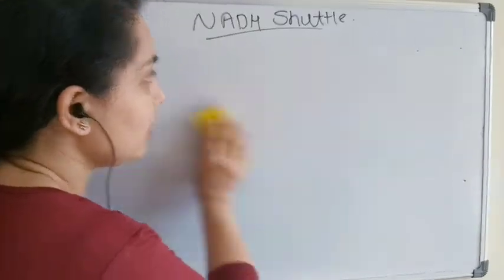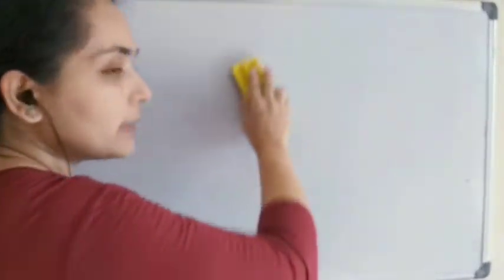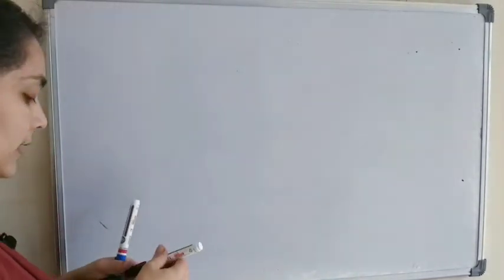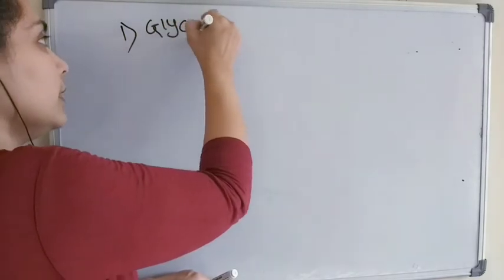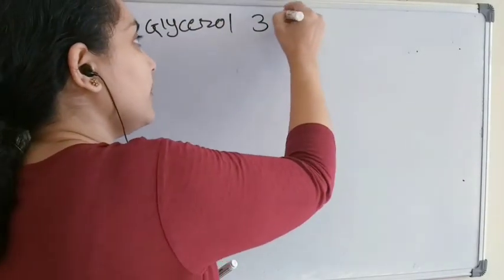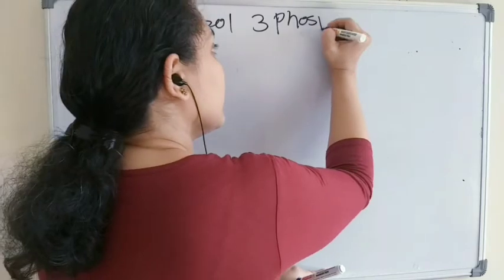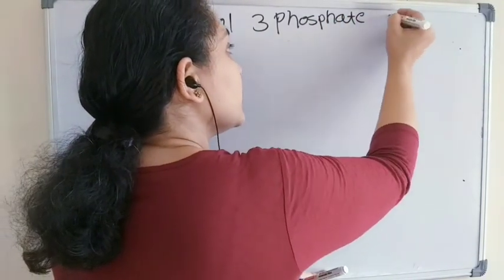Our ultimate goal for this shuttle system is simple: NADH from cytosol cannot enter into the matrix. Therefore, NADH will transfer its electron by some other means with the help of some other system, and that is known as a NADH shuttle system. So we will talk about shuttle systems one by one. The first is the glycerol 3-phosphate shuttle.